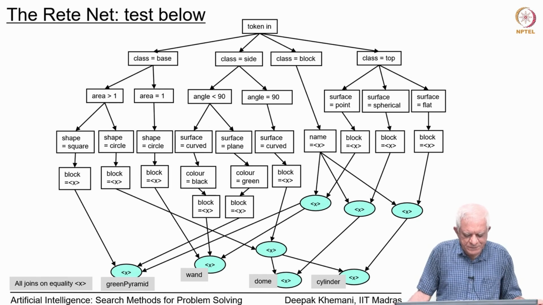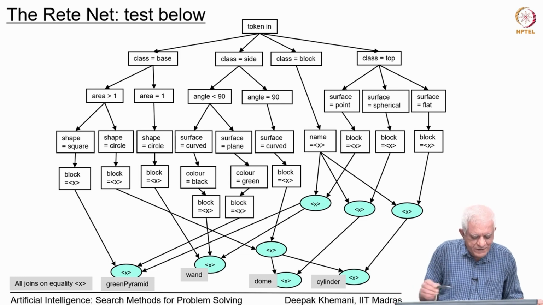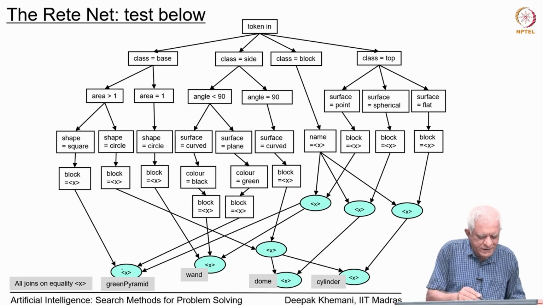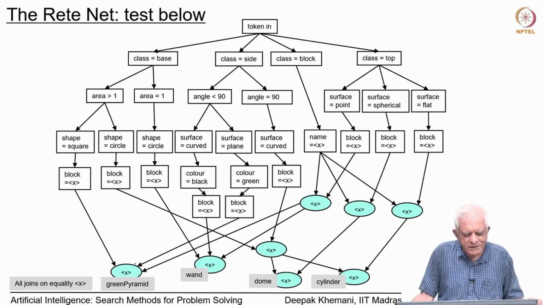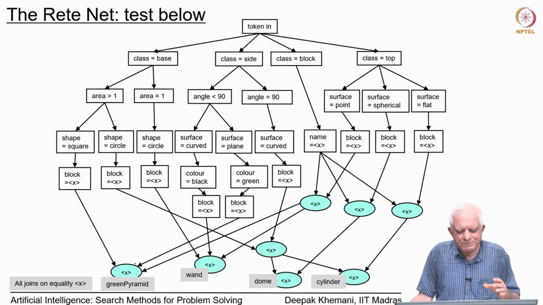You can see that the green pyramid rule has 3 conditions, and we will see this highlighted shortly. But let us just focus on the network here.